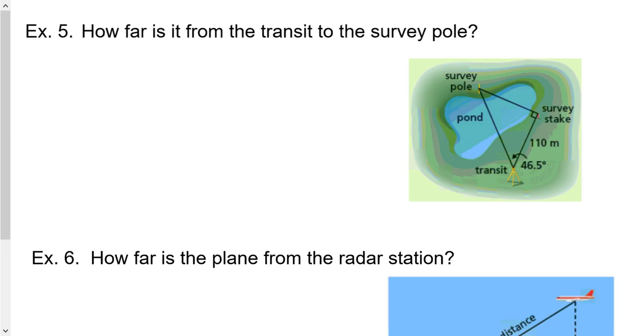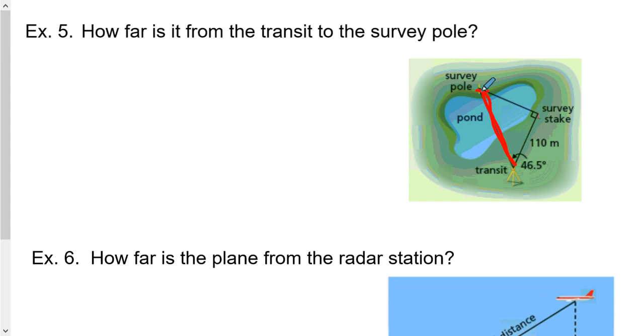So let's try a couple of application problems. How far is it from the transit to the survey pole? So we are looking for this length here. Right? Again, we can't measure that in real life because there's a pond in the middle. Unless you have some way to get your measuring tape across the pond, it can be easier to measure the distance from one place to the next, and from another place to the next, and use the idea of a right-angled triangle.